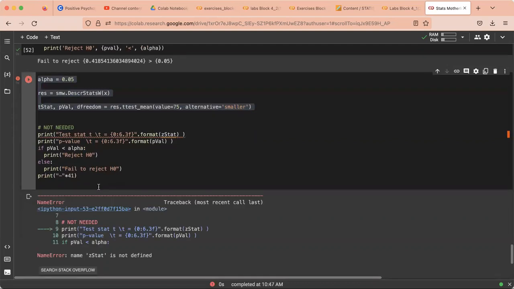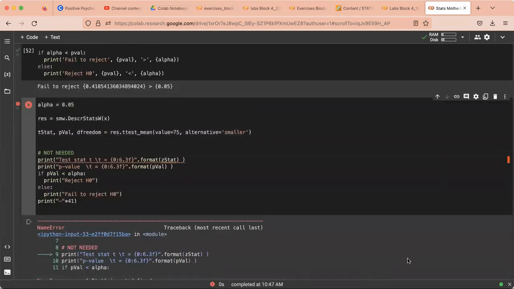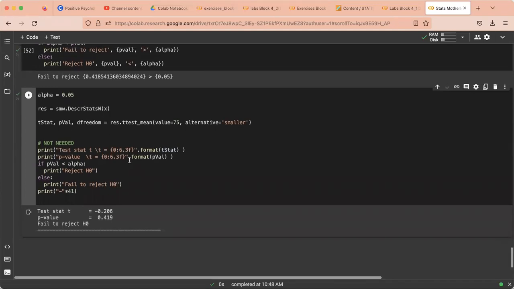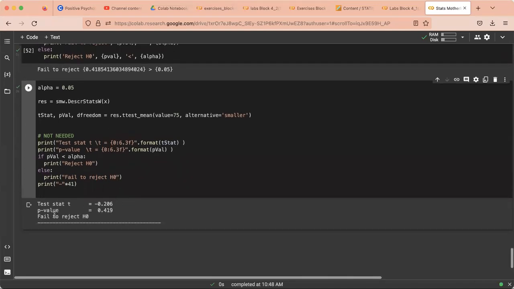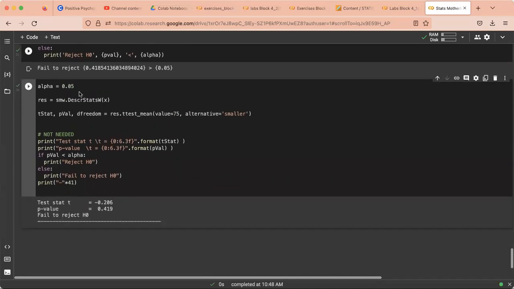So you run it, and there's an error. What happened? Give me 1 second. It turns out I'm not the only one who makes spelling mistakes. The teacher had put Z stat. It is T stat because we're using degrees of freedom. So as you can see, your p-value is 0.4185, and you failed to reject your null hypothesis, H0.